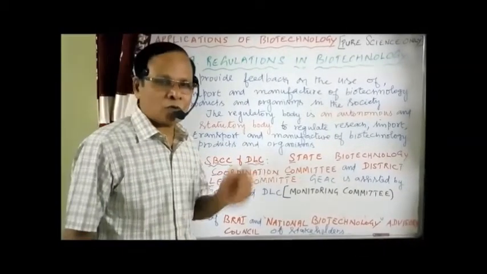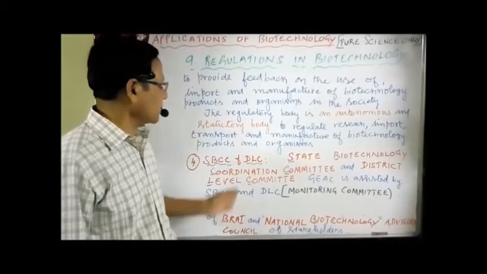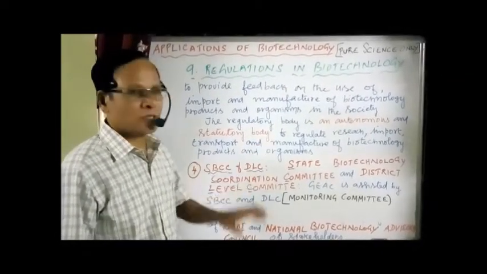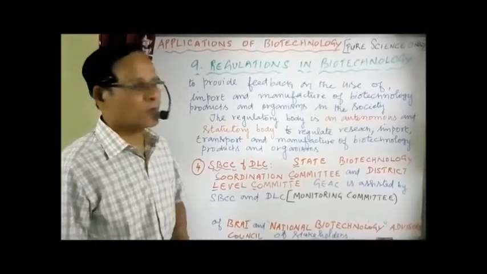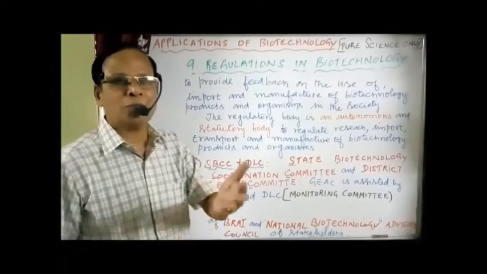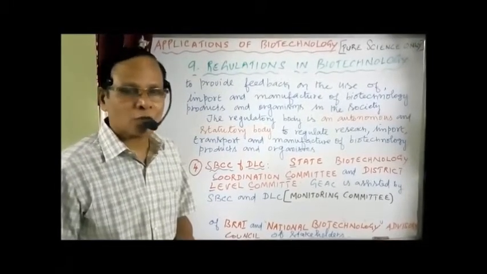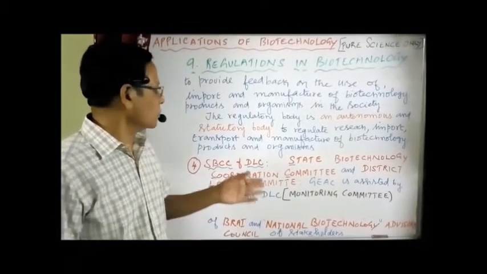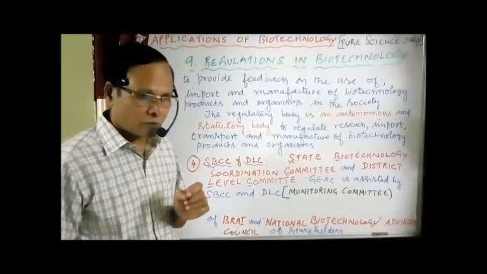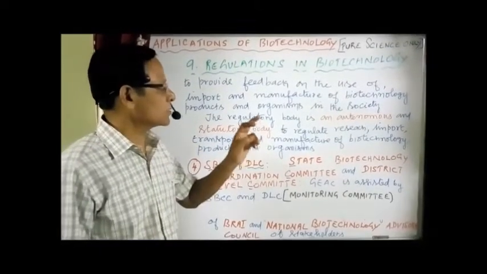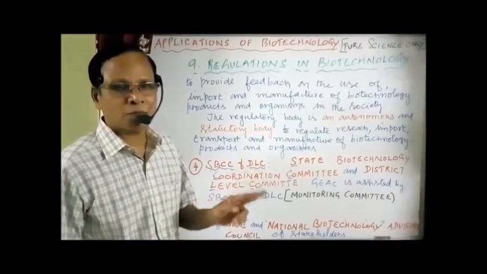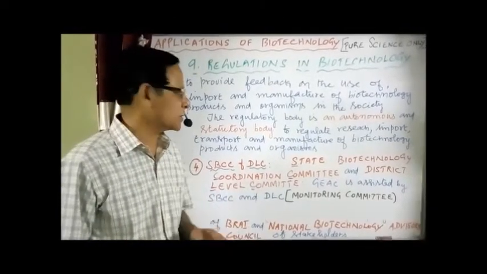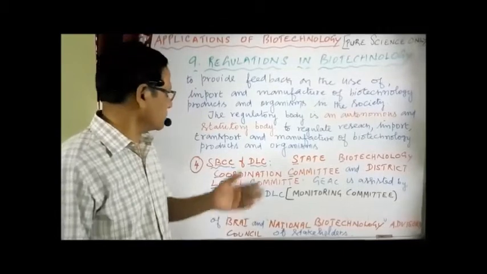Now what about the regulatory body? The regulatory body, just like BRAI, is an autonomous and statutory body, a permanent body. Autonomous means independent, statutory means permanent. What for? To regulate the research, import, transport and manufacture of various biotechnology products and organisms. The regulatory body is a permanent and autonomous body to regulate research, import, transport and manufacture of biotechnology products and organisms in the society. Okay, that's about that one.